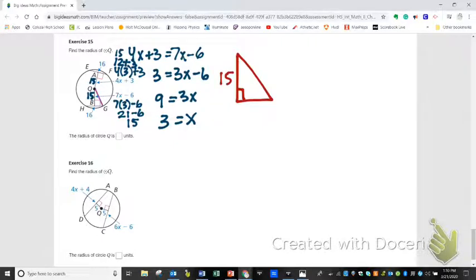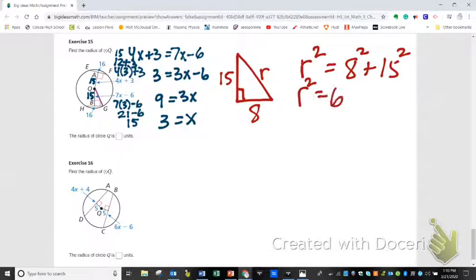Half of the length of the chord is 8. And we want to know what the radius is, which is now the hypotenuse of a right triangle. So if we use the Pythagorean theorem, r squared will equal 8 squared plus 15 squared. So r squared will equal 64 plus 225. So r squared will equal 289.